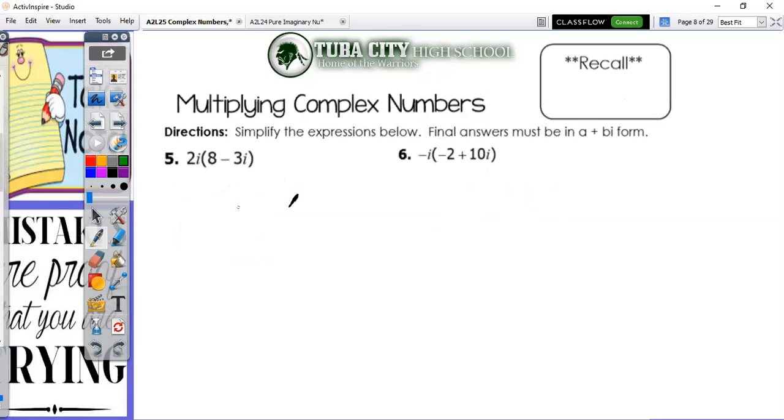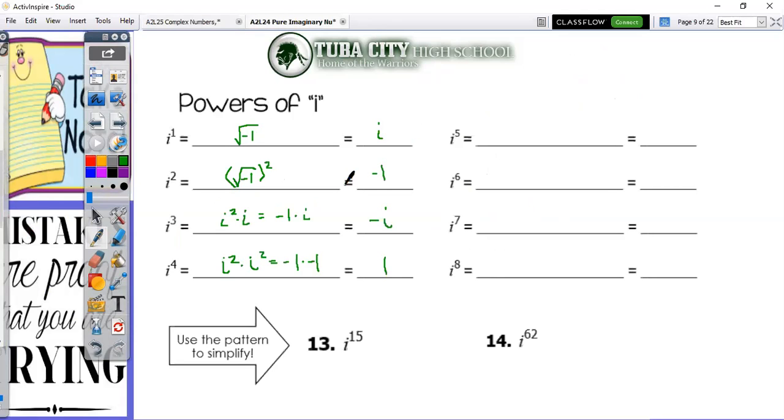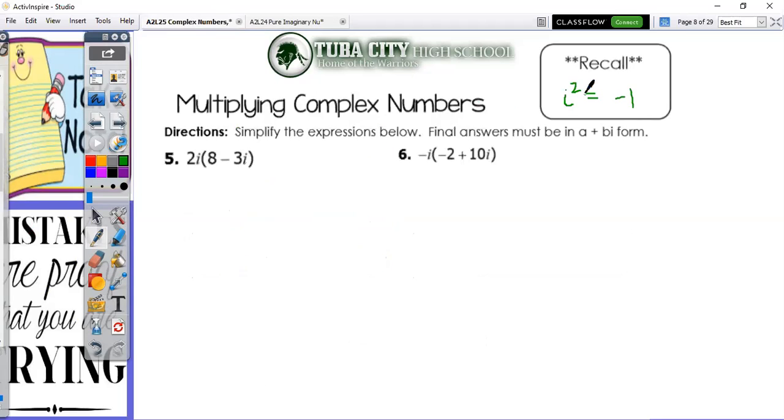All right, for this one, we need to remember from the previous lesson that i squared is equal to negative 1. That would be this page here. Remember, we worked out a couple of these, and differing powers of i have different equivalent values. So we might need to refer to this chart in later lessons.